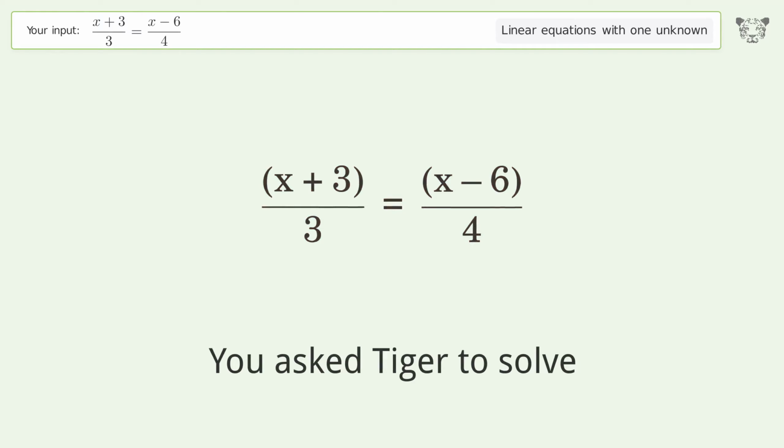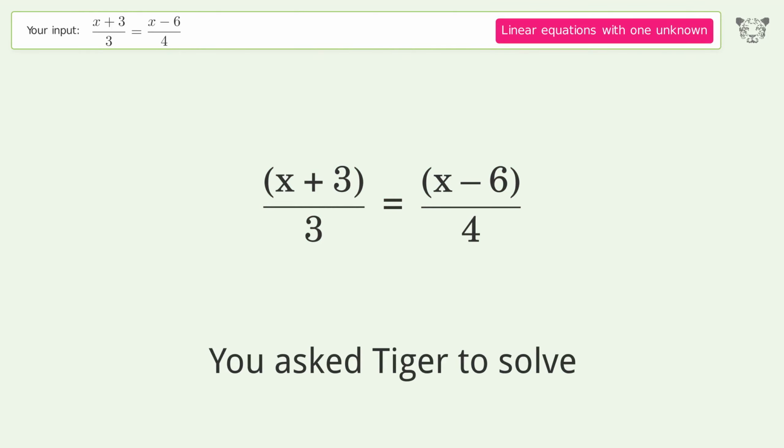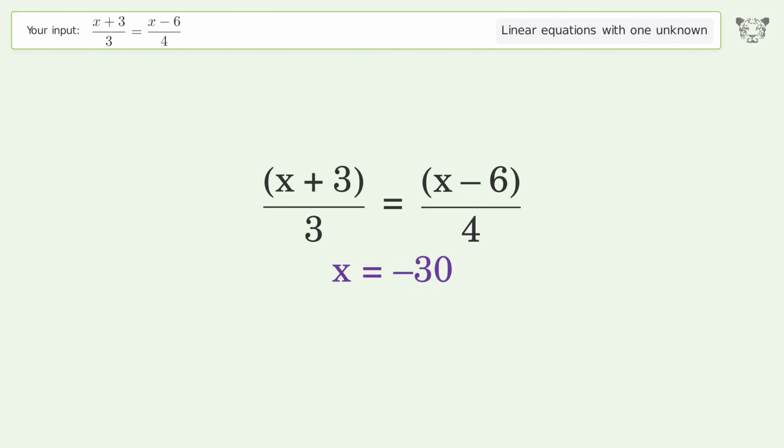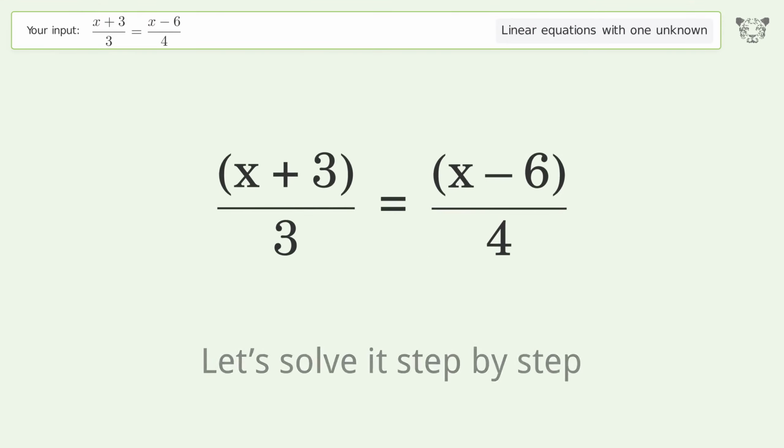You asked Tiger to solve this. This deals with linear equations with one unknown. The final result is x equals -30. Let's solve it step by step.